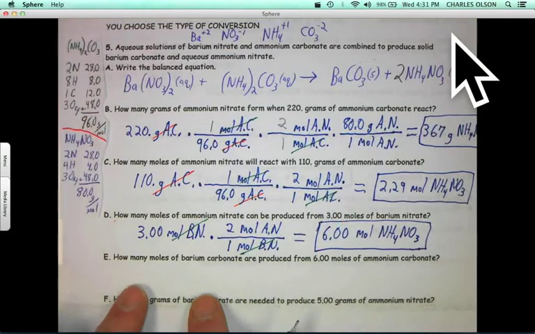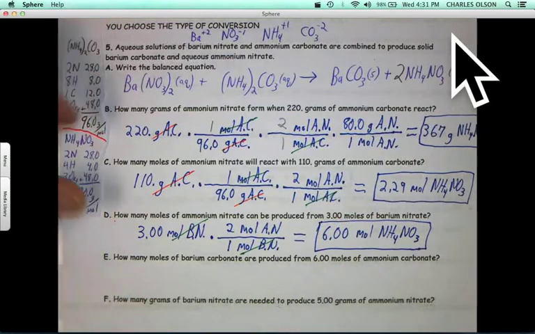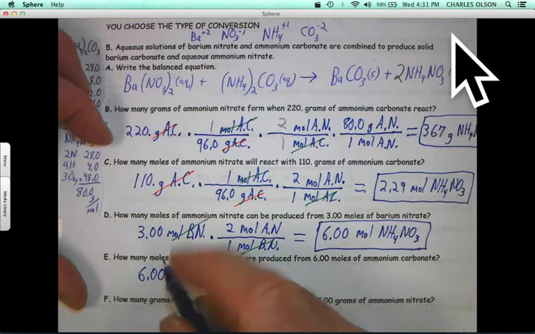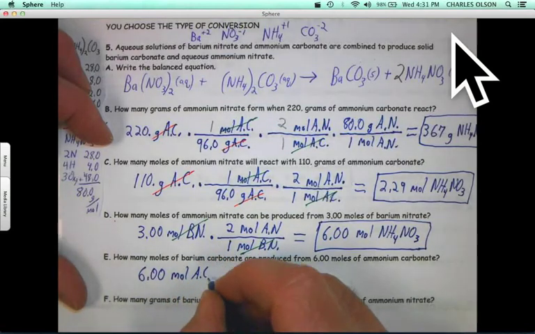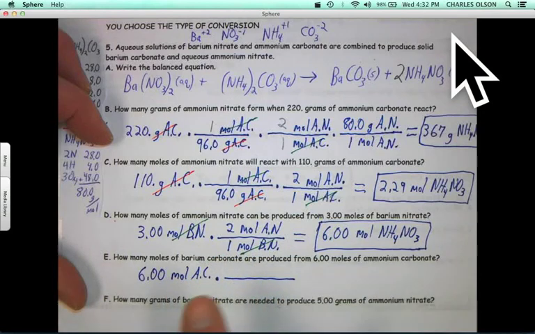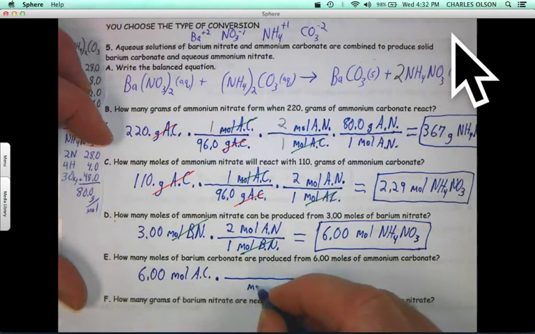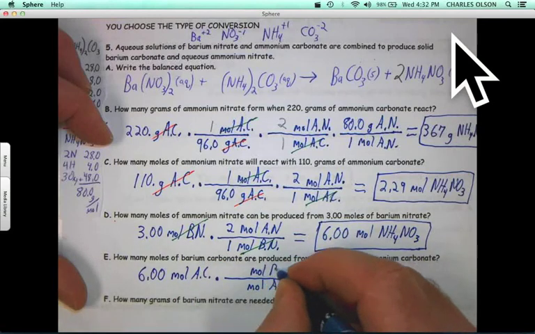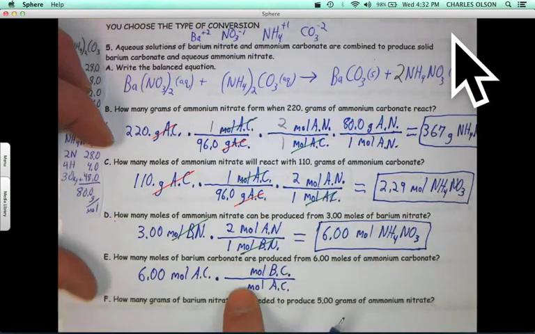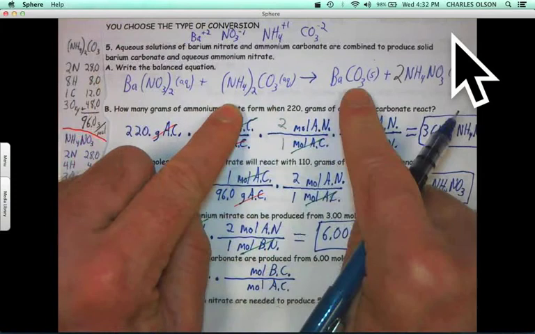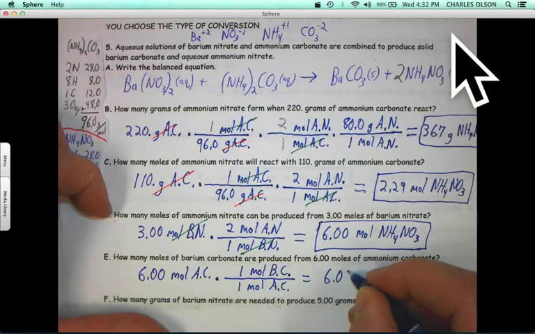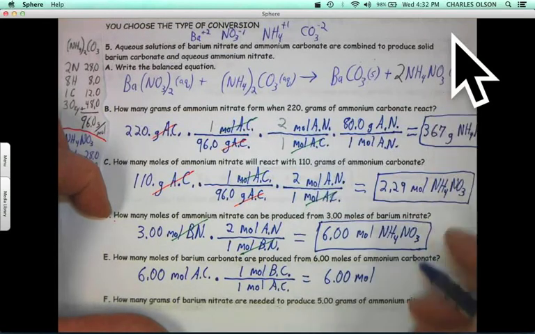One more to do, which is this one, also a moles to moles conversion. So we have our given 6.00 moles of AC, and we know we only need one conversion factor, the mole ratio. We get out of moles of AC into moles of BC, barium carbonate. And let's look at the mole-mole ratio. It's 1 to 1. So very simple math here, and our answer is 6.00 moles of barium carbonate, BaCO3.